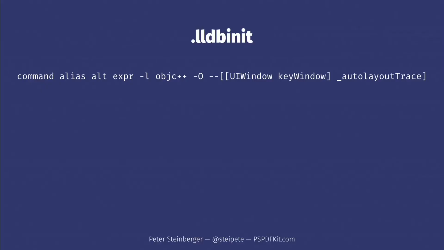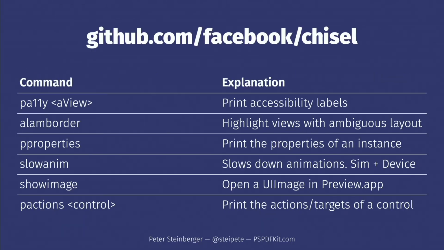And now, thinking about it, of course, there are already open source projects that do just that and much, much more. So Facebook has a collection of one-liners and scripts for just about everything I just talked about and more. There is pviews for, you guessed it, printing views. pvc does the same for controllers. There are helpers for accessibility, for marking views, for putting borders around them, for showing properties of objects. slowanim can slow down animations. It's kind of like the menu option in the simulator, just that it also works on the device.